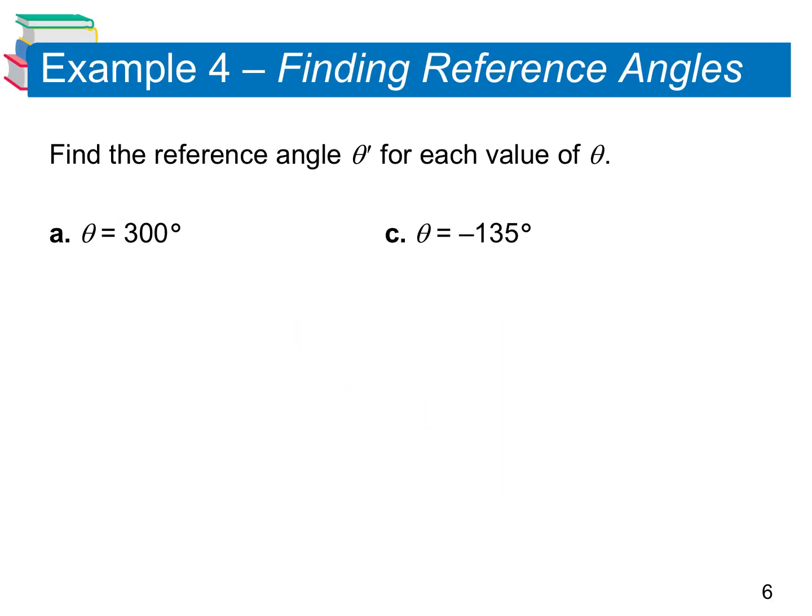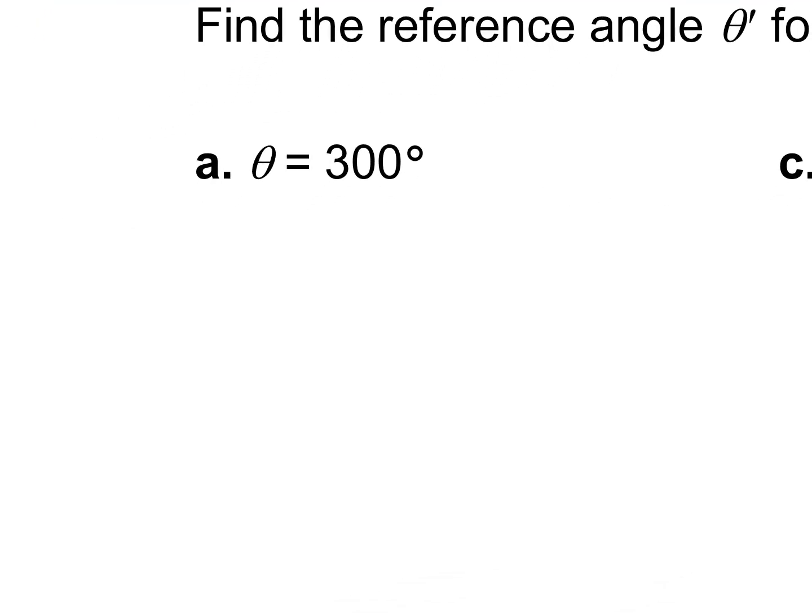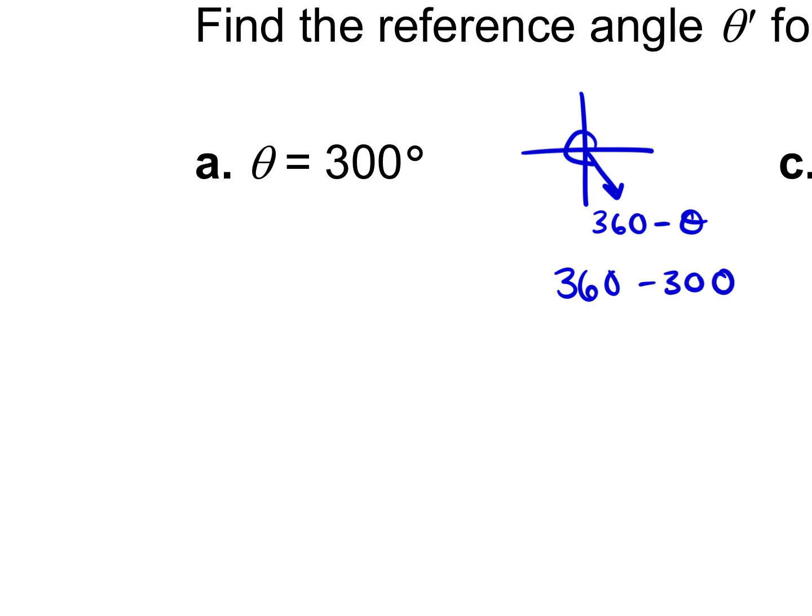So let's look at example A. We want to find the reference angle for theta. So 300 degrees would be in which quadrant? Quadrant 4. How would we find the reference angle? What formula do we use when we're in quadrant 4? 360 minus theta. So we would do 360 minus 300, and what do we get? 60 degrees. Don't forget the degree symbol. So our reference angle would be 60 degrees.